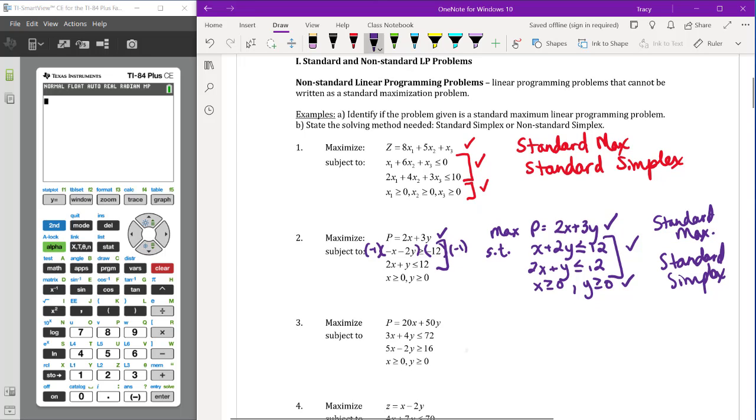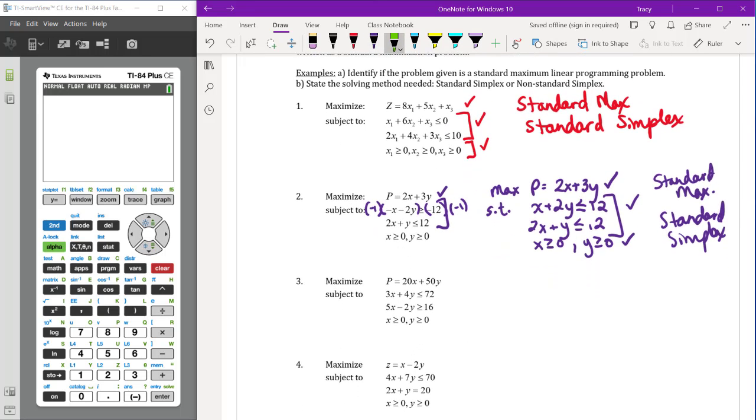On to number 3. Maximize p equal 20x plus 50y. There's our maximize objective function. 3x plus 4y less than or equal to 72 has a less than or equal to sign. 5x minus 2y is greater than or equal to 16. So again, we see the wrong inequality. Our trick to make it a less than or equal to was to multiply by a -1 on both sides of the inequality.